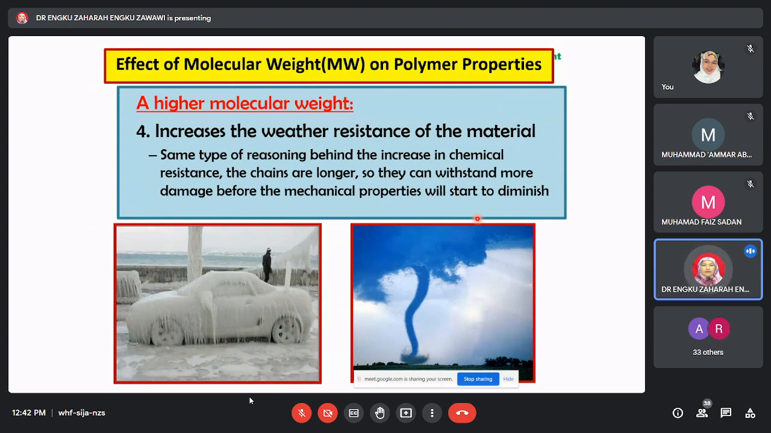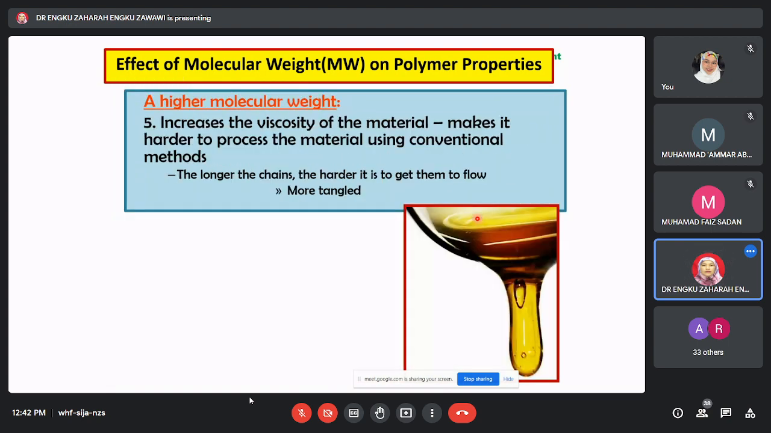Okay, so some type of reasoning behind the increase in chemical resistance, the chains are longer, lebih panjang rantai polimer dia. Kalau berat molekul dia tinggi, maknanya rantai dia panjang, so that they can withstand more damage before the mechanical properties will start to diminish. Okay, so dia juga increases the viscosity of the material, maknanya, it's harder to process the materials using conventional methods. The longer the chain, the harder it is to get them to flow.